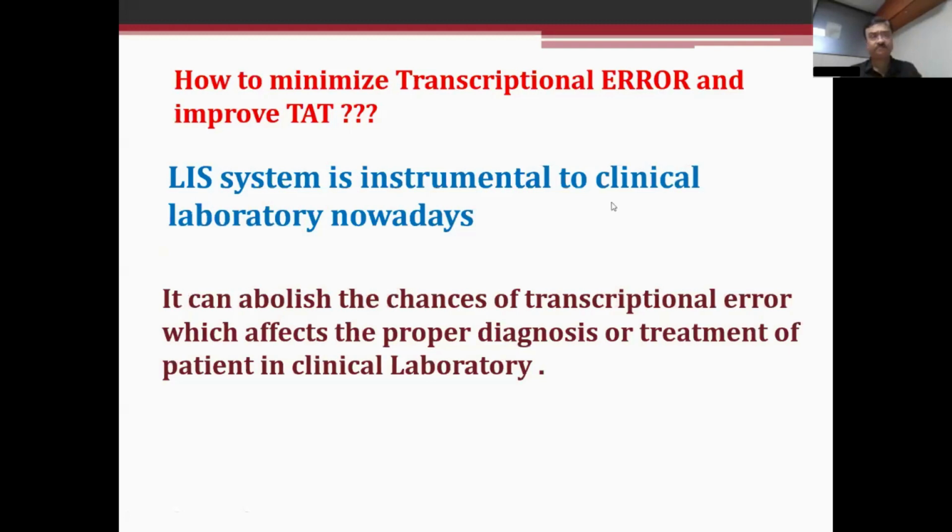Moreover, how to minimize transcriptional error and improve TAT? The LIS system is very important nowadays. Don't go for manual typing and manual data entry. There is a chance of error. We have instrumentation with an LIS system where the results are directly sent to the laboratory information system by interfacing the instrument and LIS, so that transcriptional error and TAT can be grossly improved.